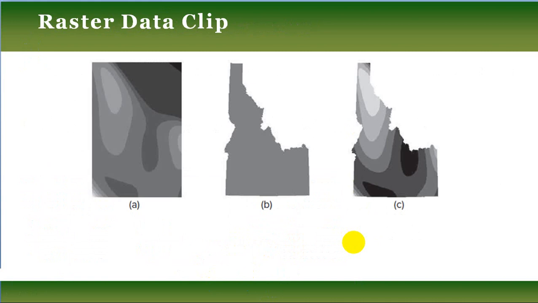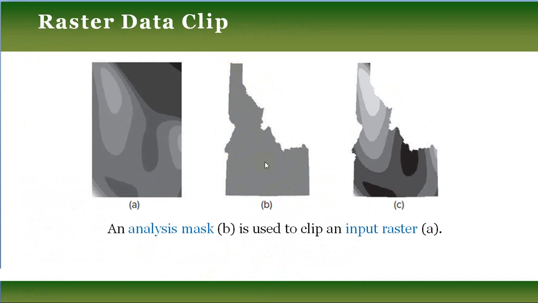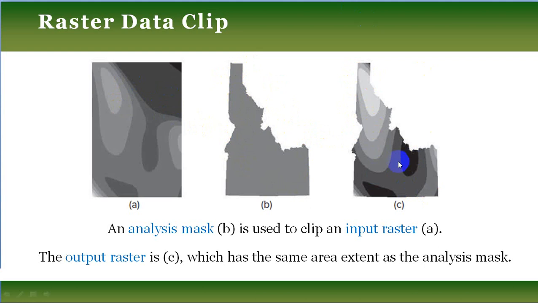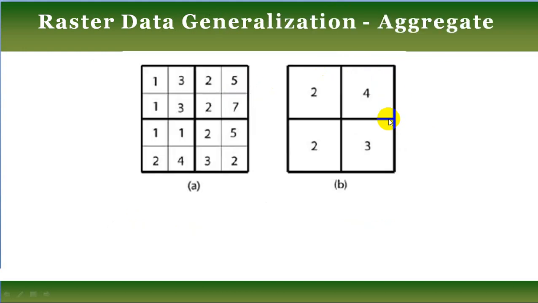Then we can also perform raster clipping. This is the input raster. It can be clipped either by another raster or based on some vector data. An analysis mask is used to clip the input raster. So based on this analysis mask, this input raster was clipped. The output raster C has the same area extent as the analysis mask. So based on such an analysis mask, we can perform raster clipping.